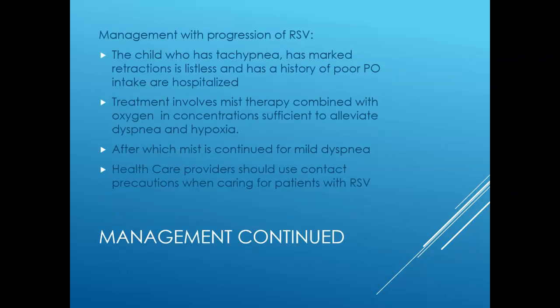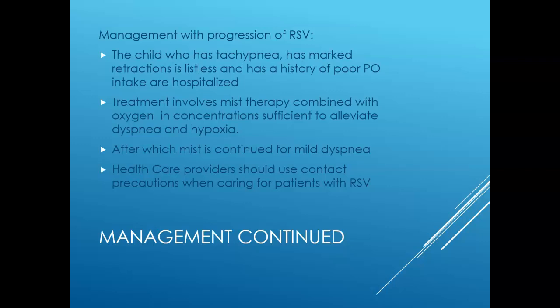So as the RSV progresses, you're going to see the child being tachypneic. They have marked retractions. Again, they experience what's called listlessness. They have a history of poor PO intake, so if they're nursing, they're not taking in the mother's milk, or they're not taking in formula, or they're not able to eat because they're having such a difficult time breathing.